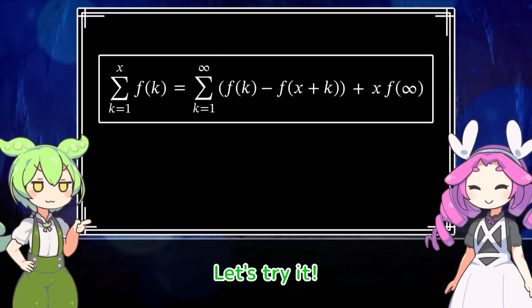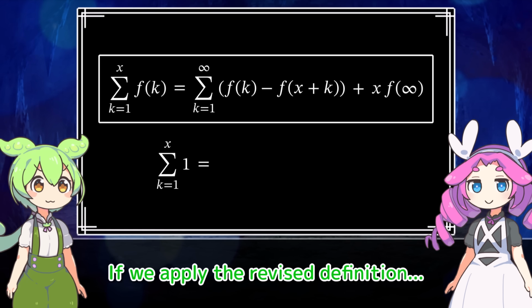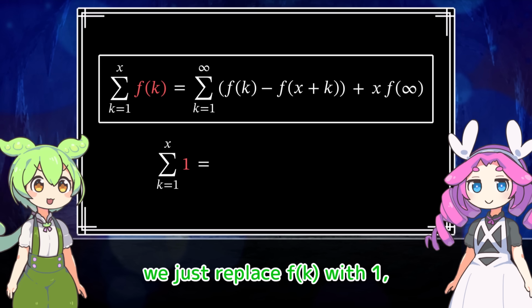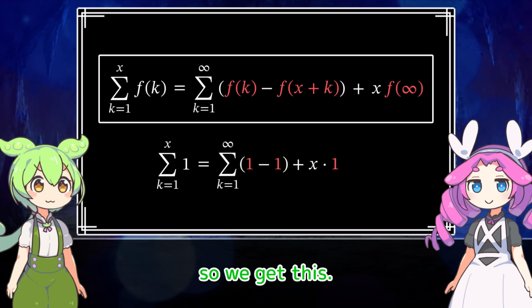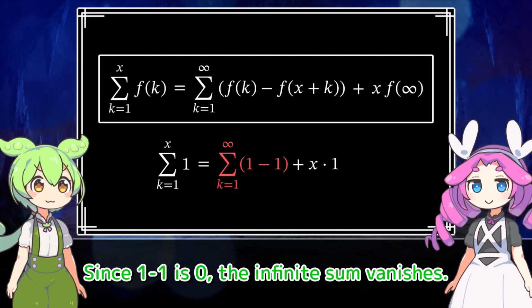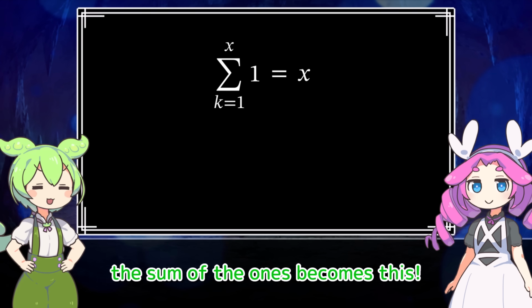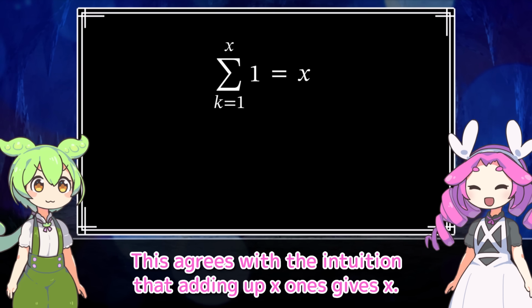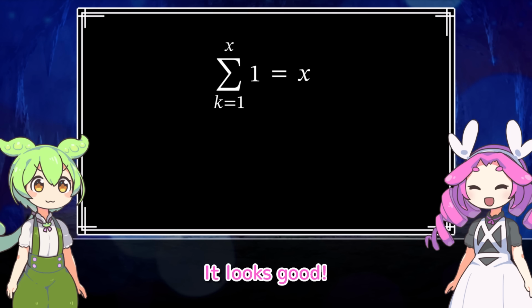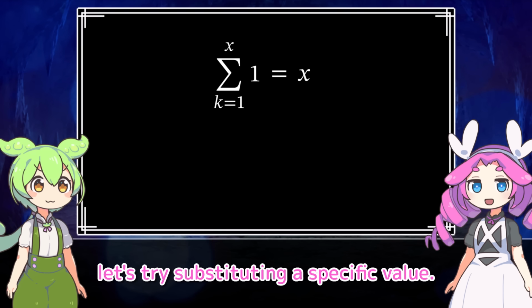Let's try it. Earlier, we tried to calculate the sum of the ones. If we apply the revised definition, we just replace f of k with 1. So we get this. Naturally, the limit is also 1. Since 1 minus 1 is 0, the infinite sum vanishes. Then only x remains. So, the sum of the ones becomes this. This agrees with the intuition that adding up x ones gives x. It looks good.